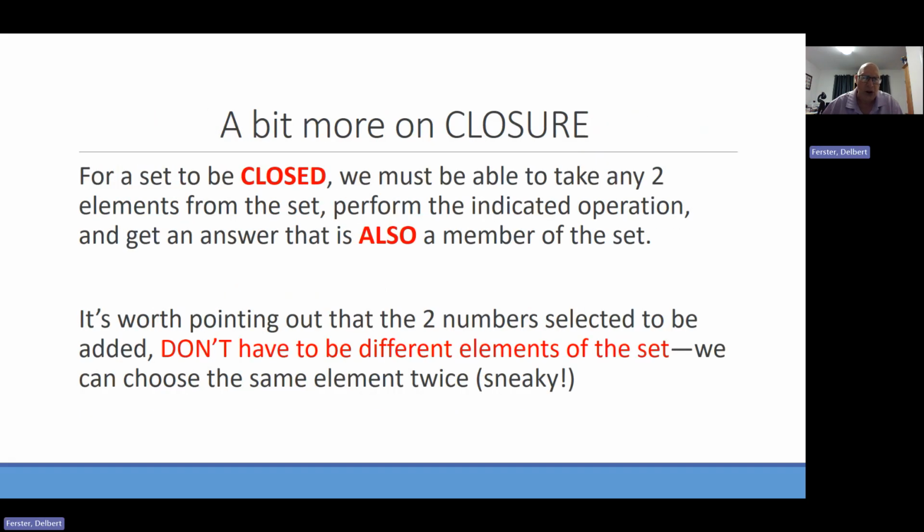Okay, so again, you can read this, and it's stuff you've already heard. The thing you have to be careful about with closure is that nowhere does it say that the two elements you're selecting must be different. They can, in fact, be the exact same number. So you can say, well, I've got this set, I want to pull the 5, and nobody's looking, I'm going to pull the 5 again. You can do that. The two values being selected do not have to be distinct. They can be the same number chosen twice.